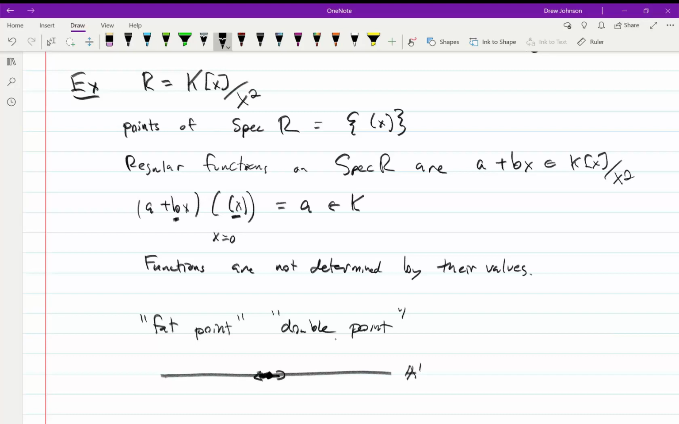And of course, this double here is referring to the fact that the dimension of kx over x squared as a k vector space is equal to 2.